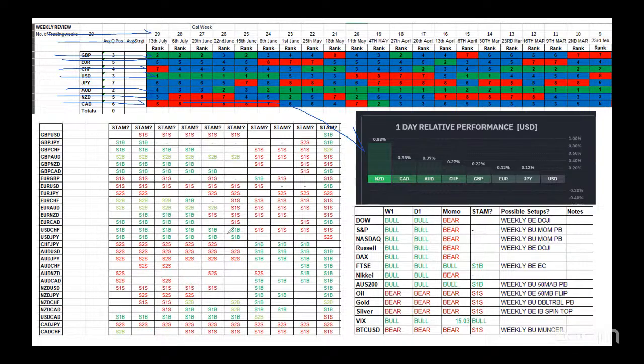Interestingly, I foresee that, as I said, sterling. Could this be the pump before the dump? Or is it a relief rally if he appoints someone who's not a nut job as the Chancellor? Certainly, when you look at the commodities, and we'll look at this more in a moment, oil was still STAM 1S, gold STAM 1S, silver STAM 1S, Bitcoin STAM 1S, whilst the VIX was bullish.